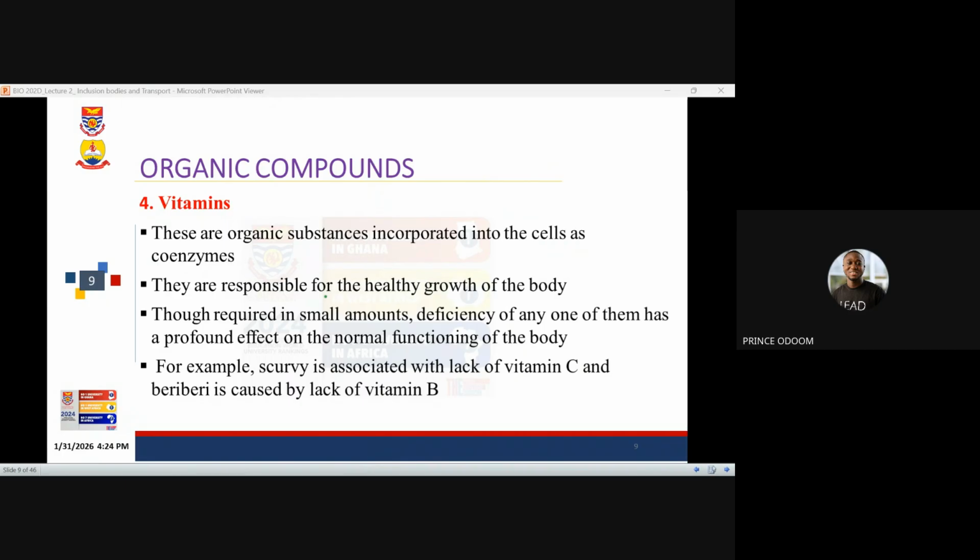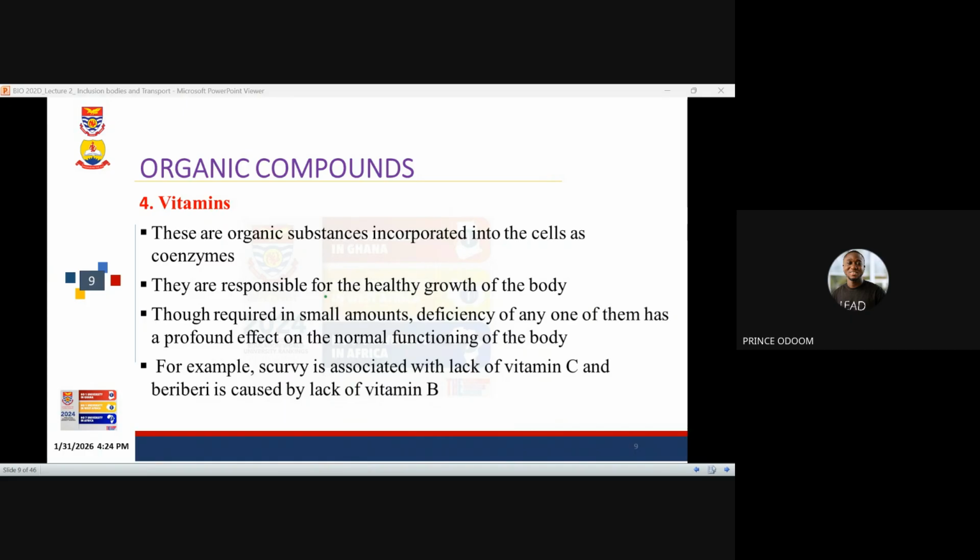Do you remember them? Okay, Michael. So the fat-soluble vitamins, I know of vitamin A, retinol, vitamin D, calciferol, vitamin E, and vitamin K. Okay, so that's fine. So vitamin A, vitamin D, vitamin E, and vitamin K are the fat-soluble vitamins, and vitamin B and C are the water-soluble vitamins.